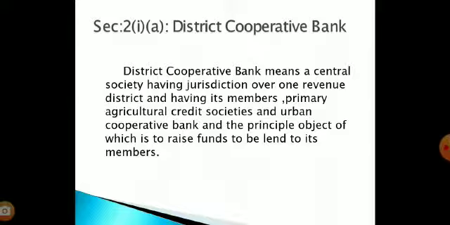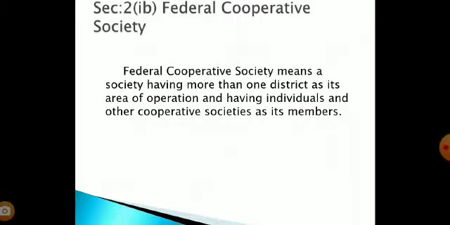District cooperative bank means a central society having jurisdiction over one revenue district and having as its members primary agricultural credit societies and urban cooperative banks, and the principal objective of which is to raise funds to be lent to its members. We already learned this last year also. Then next one, federal society. A society having individual as well as institutional membership is simply termed as a federal cooperative society.